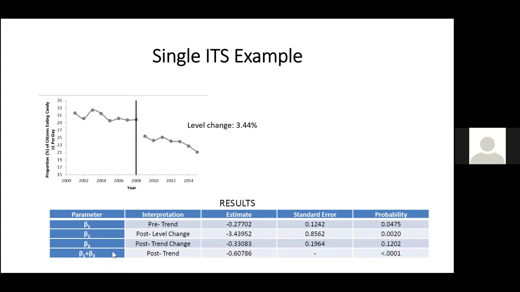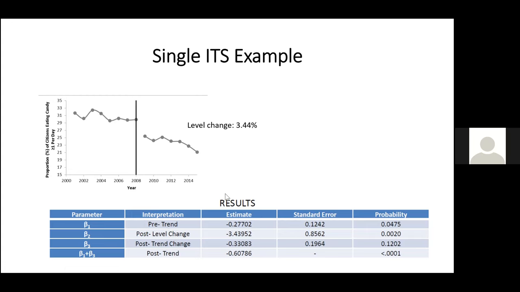So one would say this intervention has had both a level change effect, which is shown under beta 2. There was a 3.4% reduction. And then there was even a change in the trend, meaning that the reduction by year increased from 0.3 to now 0.6. So it increased by about 0.3%. So that is the real interpretation that we have to know very, very well.